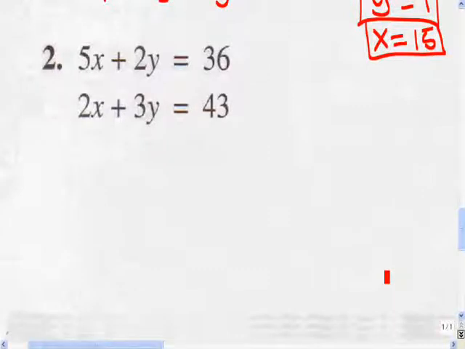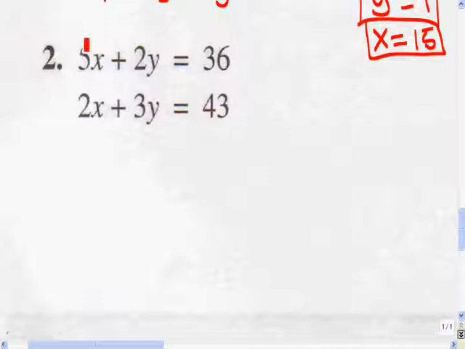Here, remember I told you that the way I choose if I'm going to use substitution or addition is if there's a letter by itself with no number next to it, I use substitution. But when that's not the case, I use addition. And here, all the variables have numbers next to them, so I'm going to use the addition property.